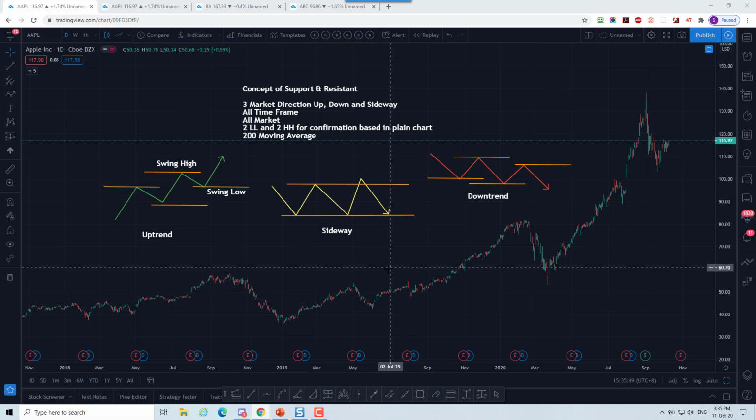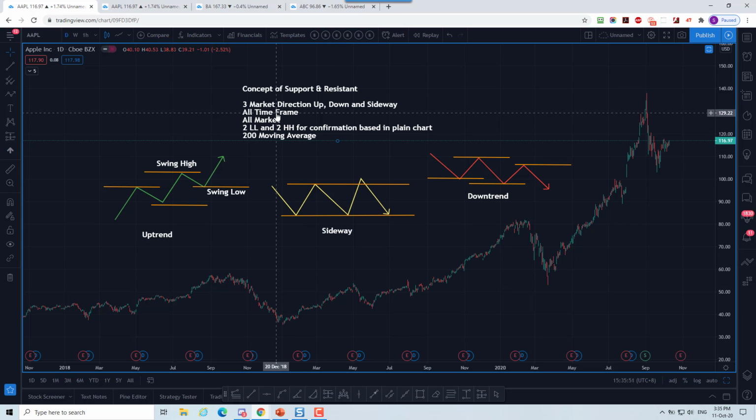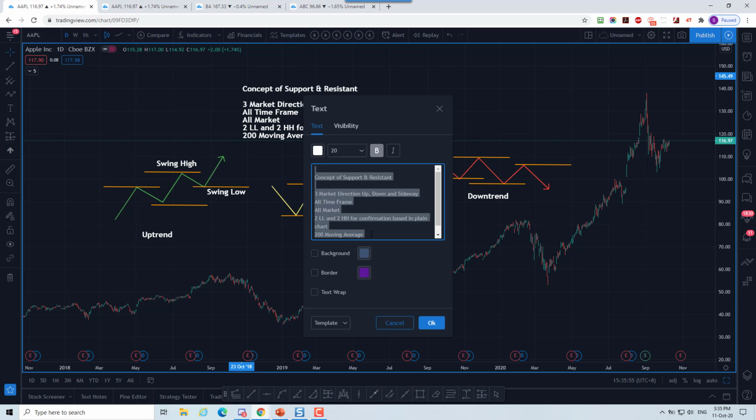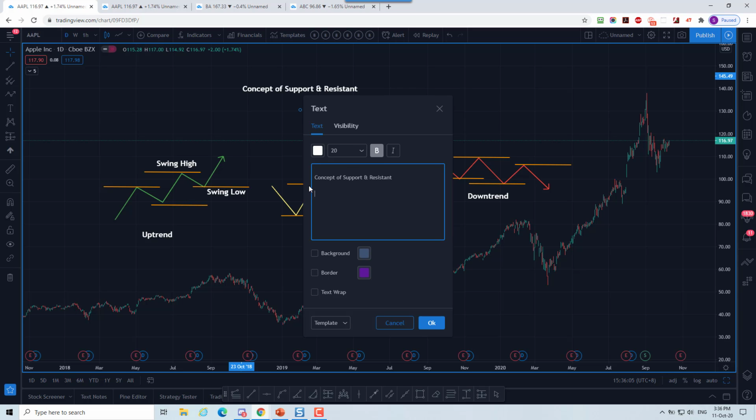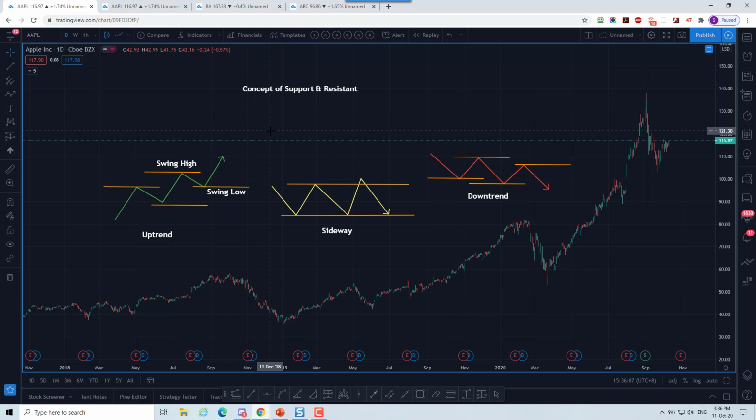Okay, let us continue from the chart I used in my video yesterday. Bear with me. The concept of support and resistance: uncover the mystery of the zone.